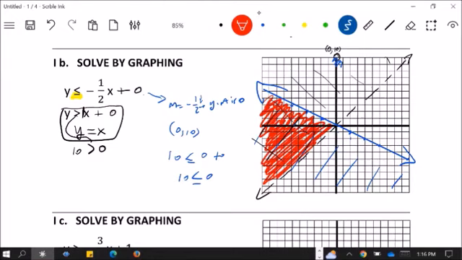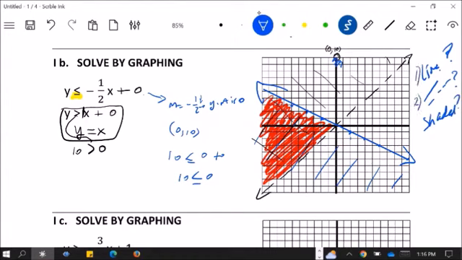So there are 3 things that someone looks for to see if these are correct. First, are the lines in the right places? Second, are they solid or dashed lines? And then third, where is it shaded? So that's 3 things that you want to be certain that you know how to do to get these correct.